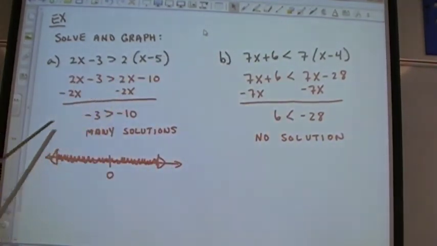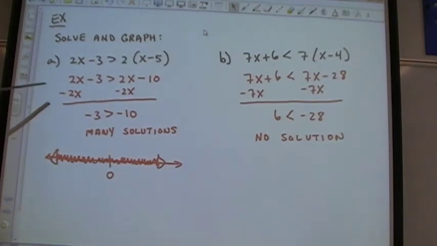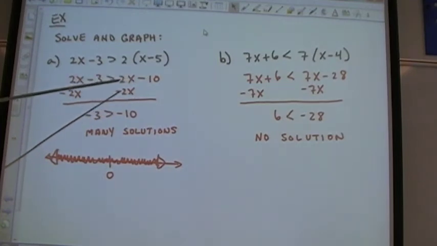2x minus 3 is greater than 2x minus 10. If you have a variable on both sides of an equation or inequality, which side do you want that variable on? What did we talk about when we were solving equations? You want it on the side with the greatest coefficient, right? But you don't have a greater coefficient. You have 2 on both sides, so it doesn't matter.